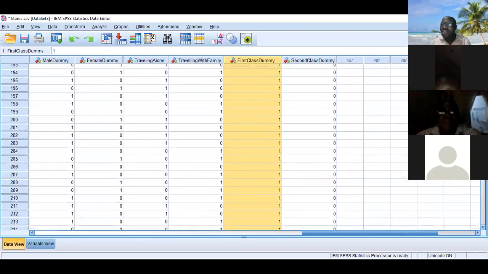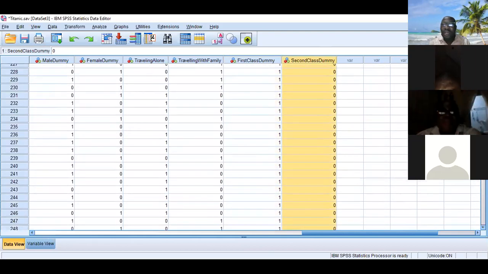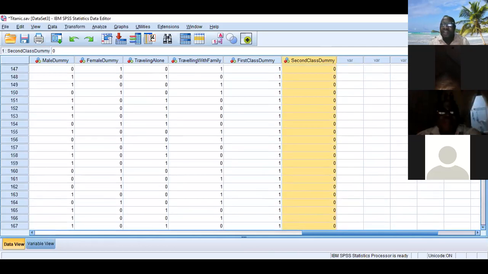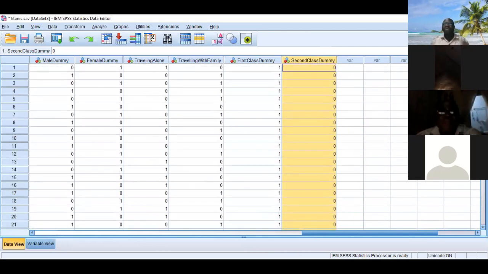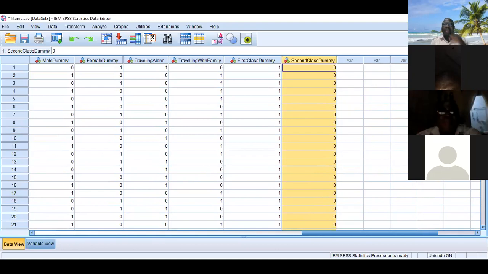For the second class dummy, the first ones are 0, that is first class. The second class are the ones that are 1. The remaining ones, either first class or third class, are 0. That's where you create dummies. So in implication, for these 2 dummies, all the third class are 0. For the first class dummy, first class will be 1 and everything else 0. For the second class dummy, second class will be 1 and everything else 0. So the reference here is third class, and you do not create a dummy for it.